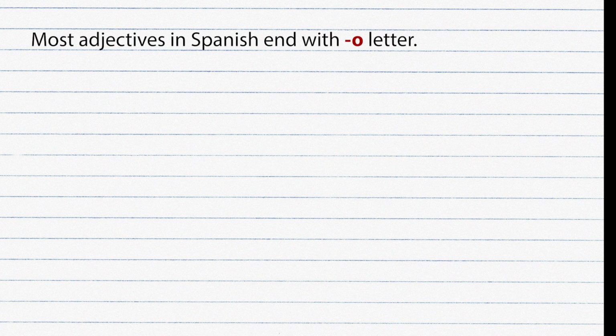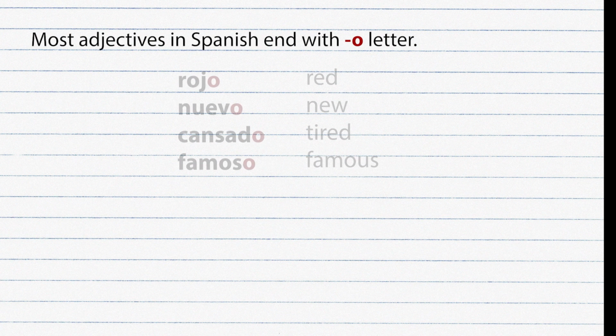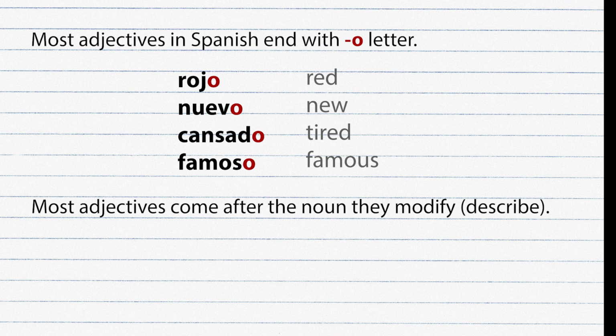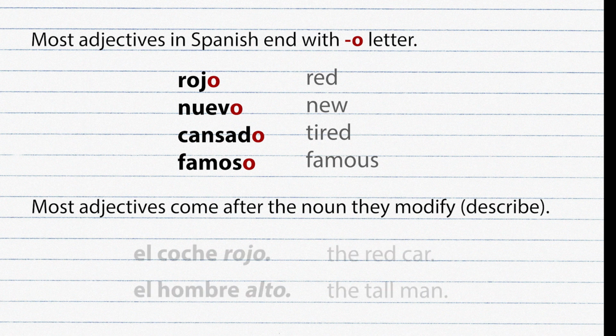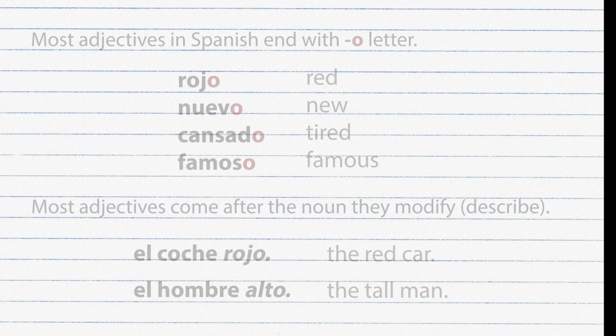Most adjectives in Spanish end with the letter O: rojo, nuevo, cansado, famoso. And also, most adjectives come after the noun they modify or describe. El coche rojo. El hombre alto.